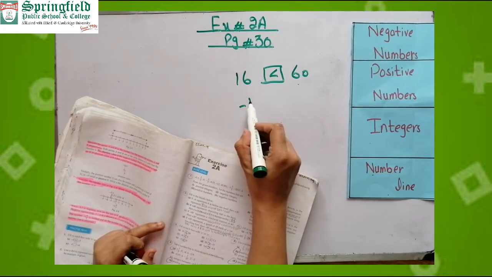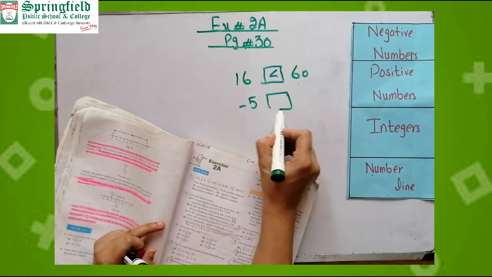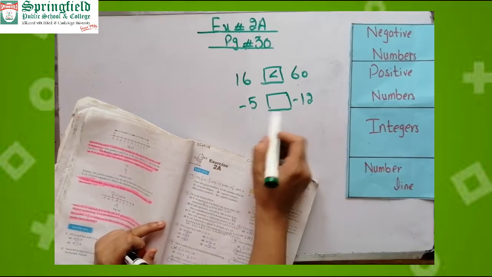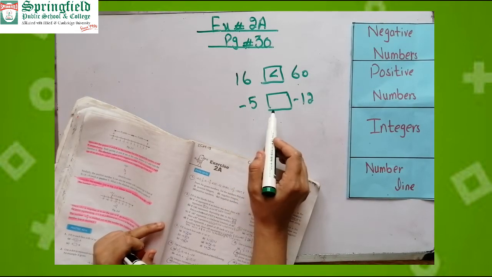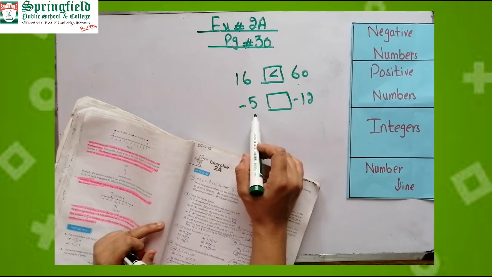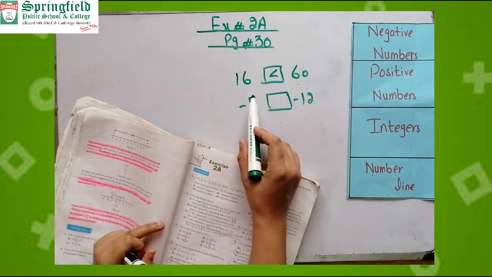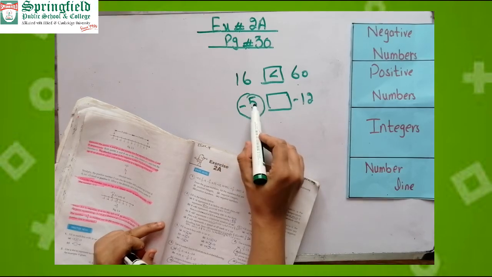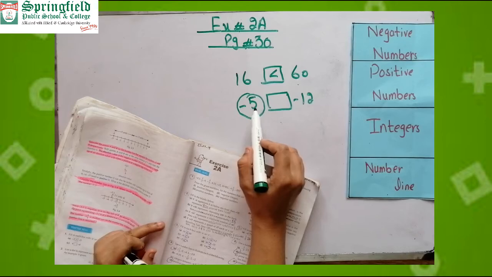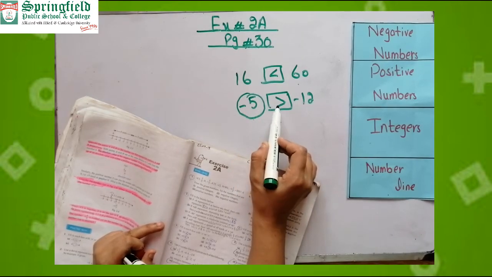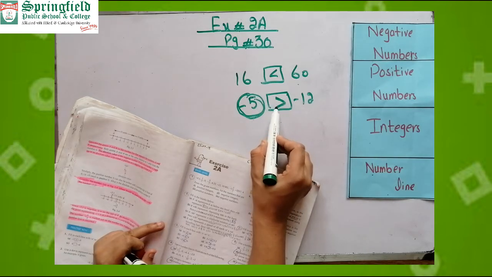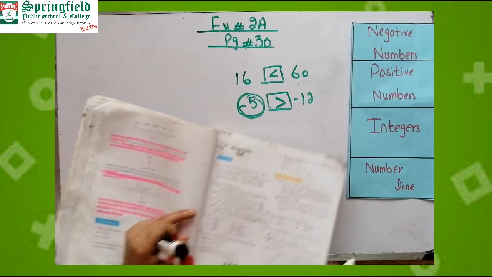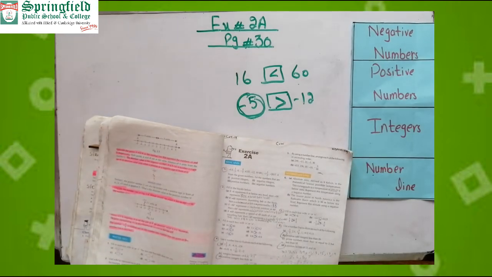But now, let's suppose there are two numbers, minus 5 and the other number is minus 12. So which one is the greater number? Here these two numbers are negative numbers. So keep in mind, beta, when both the numbers are negative, we will check the smallest one. The smallest number is 5. So it means the negative number with the smaller value is the greater number. Understood? Okay. Now complete this question in your notebook and book.